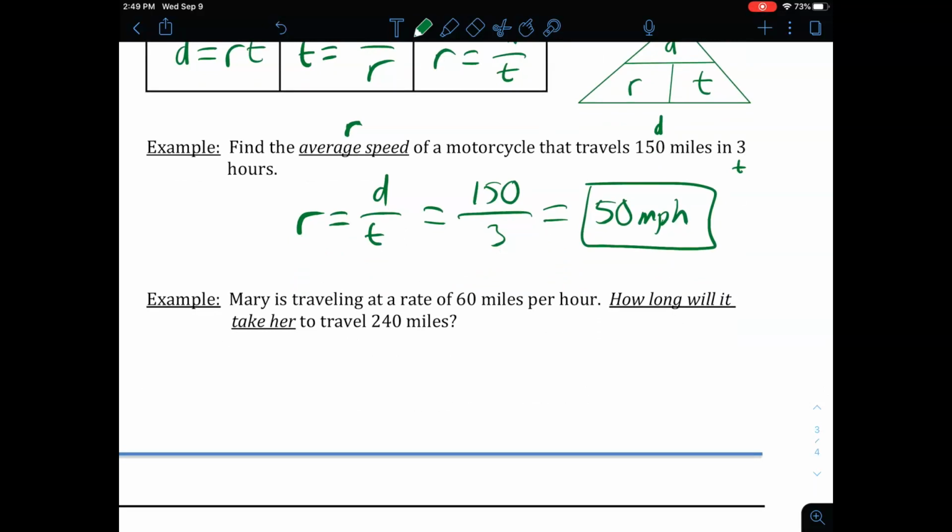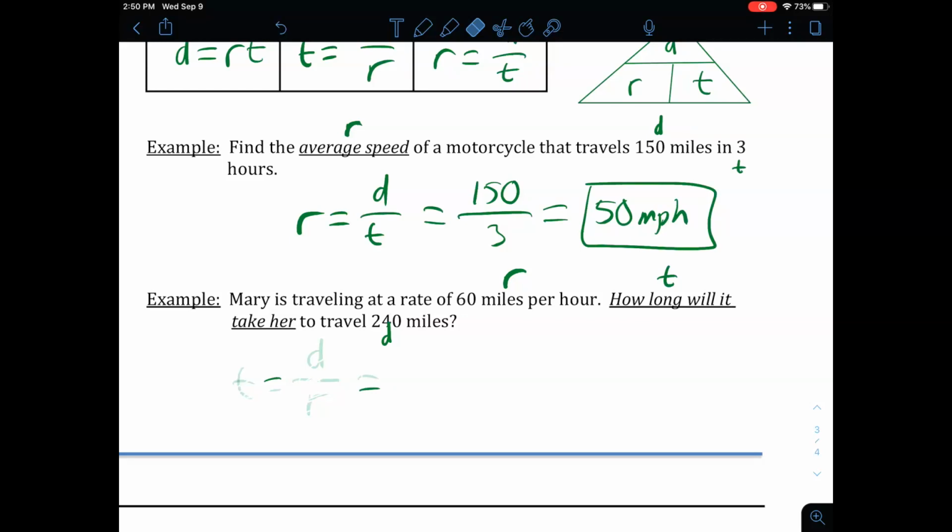All right, Mary, that's my sister's name, is traveling at a rate of 60 miles per hour. How long will it take her to travel 240 miles? Okay, how long will it take her? Looks like we're looking for time, right? And time is going to be equal to distance over rate, using the pyramid and the shortcut. 60 miles per hour, is that distance or rate there? What do you guys think? That's our rate. And then 240 is going to be our distance.